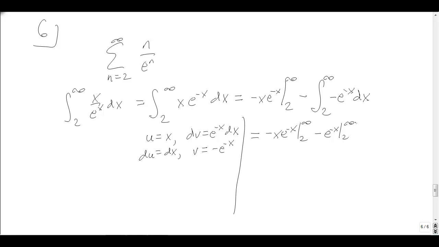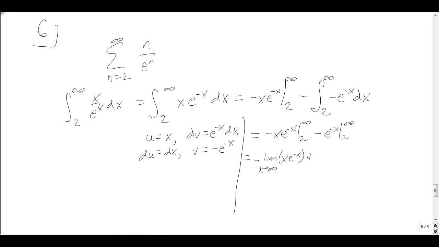Okay, now let's plug in and see what happens. Do we get a finite value or an infinite value? When you plug in infinity, you get negative infinity times e to the negative infinity. Well, that's infinity times 0. So that's an indeterminate form. So we actually don't want to write infinity times 0. We're going to actually have to take a limit as x goes to infinity of negative x over e to the negative x. So what we get here, let's erase this here. Do a negative limit as x goes to infinity, x times e to the negative x.